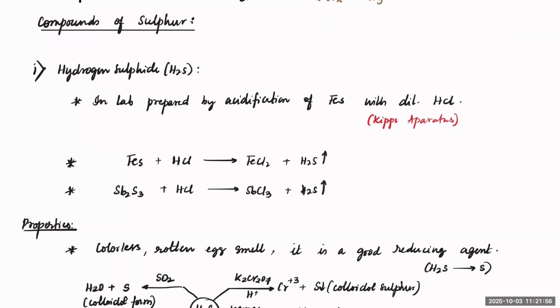Next, compounds of sulfur. See, hydrogen sulfide. How is it prepared? It is prepared by acidification of FeS with HCl. When you add FeS with HCl, it will start vaporizing. H2S vapors will come. The same can be done with Sb2S3, that will become SbCl3 and H2S.